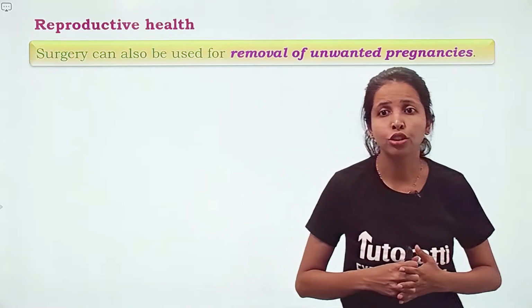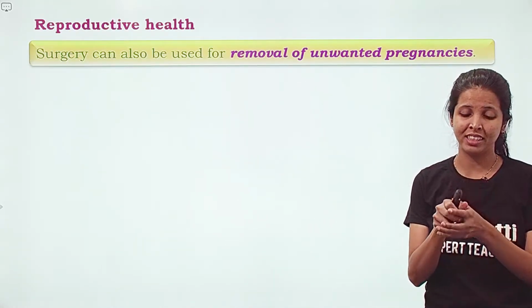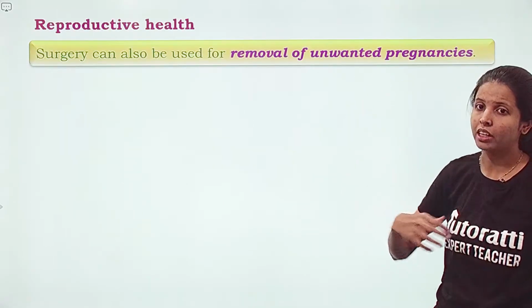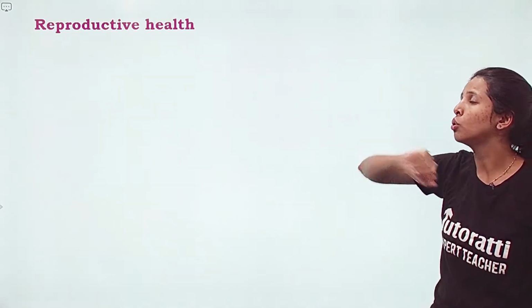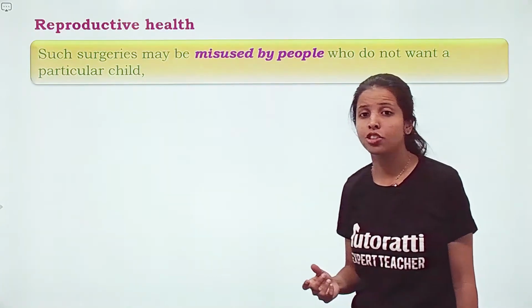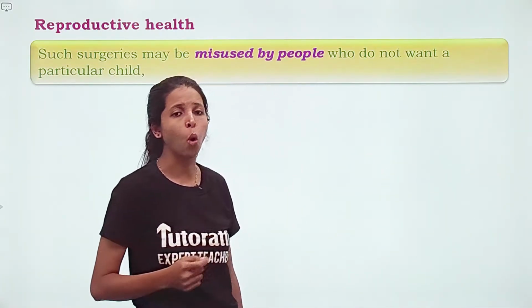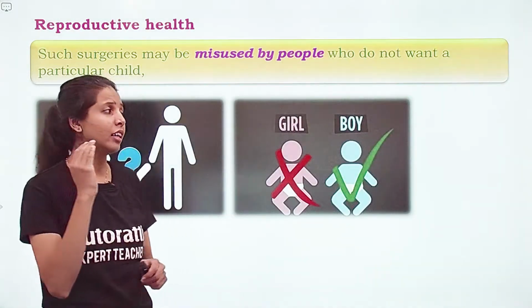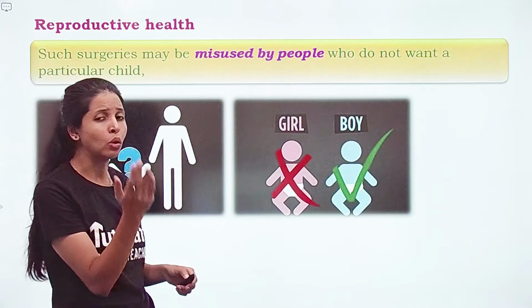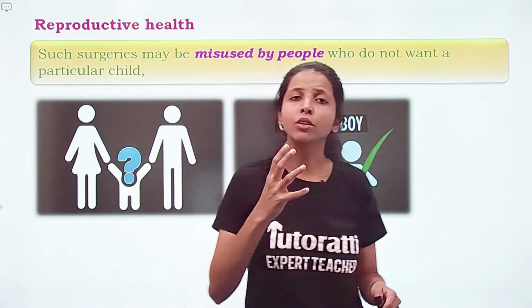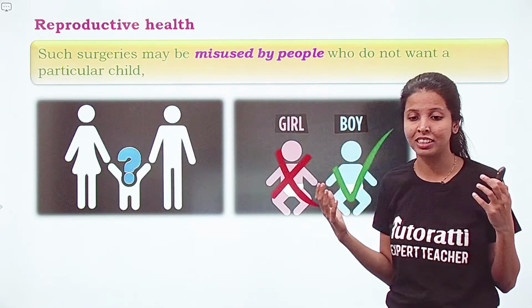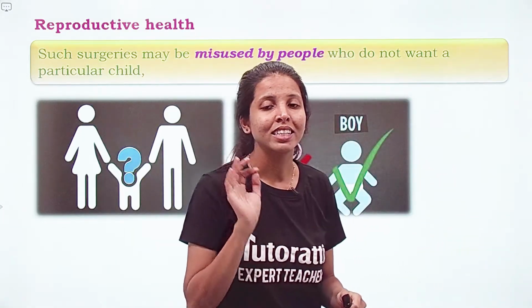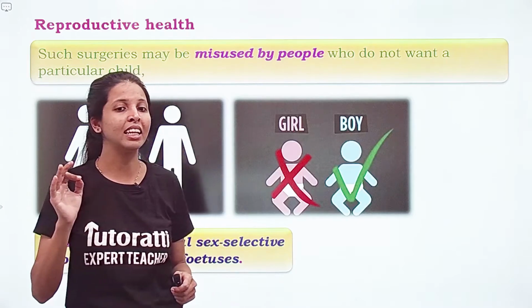Surgery can also be used for removal of unwanted pregnancy. Yes kids, surgeries can also be used. अगर unwanted pregnancy है तो उसके लिए surgeries use कर सकते हैं, पर बहुत लोग ये चीज़ का misuse करते हैं. Such surgeries may be misused by people who do not want a particular child. जिसको अगर sex determine करवाते हैं kids and they come to know that there is a girl child in the fetus, तो they are going to remove it by surgery. आप सबने big hospitals या gynecological clinics में पढ़ा रहेगा. There is a board written that sex determination is illegal, kids. Illegal, and it is a punishable offense.